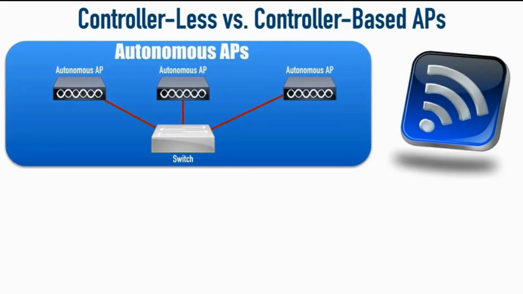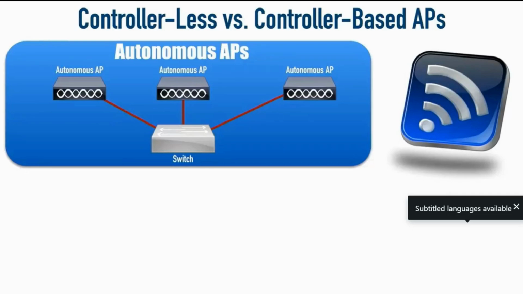With autonomous APs, we manage each access point individually. They each have their own unique IP address. We go to each one and maybe configure them with identical wireless network names, or identical SSIDs, and that allows our clients to roam from one access point to the other. However, it's just not scalable to manage individual access points if we have hundreds or even thousands of access points.